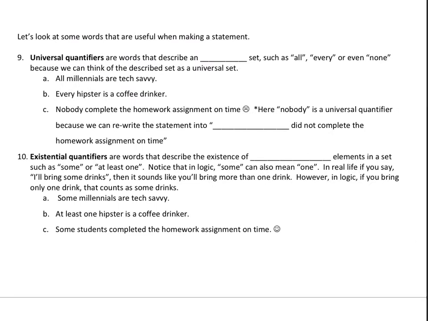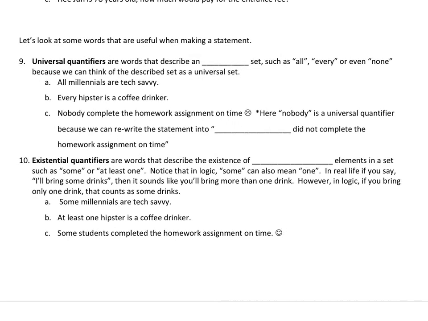All right, number 9. So these are some useful phrases or words that we use when we make statements. The first one is universal quantifier. Universal means, again, it's like everything, right? So there are words that describe the entire set, the whole set.